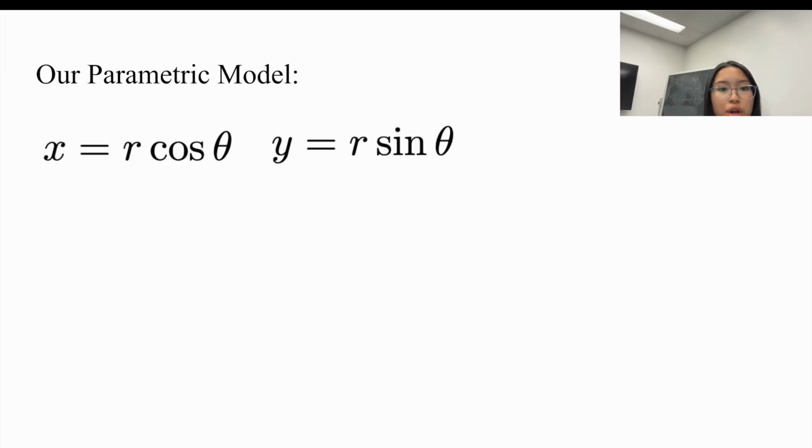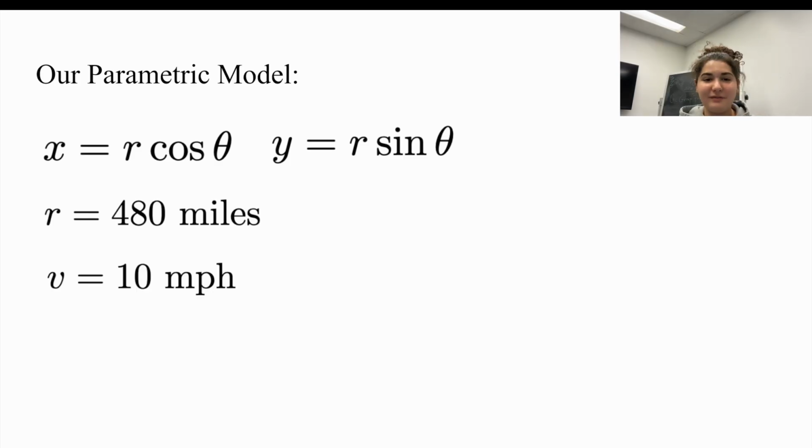So we begin with our equation for circular motion. Here, r is the distance that the hurricane is traveling, and theta is the angular position of the storm center. We can define r to be whatever distance we want, so we'll call r to be 480 miles. From here, we want to put our equations in terms of time because we are trying to track the motion of the hurricane over time.